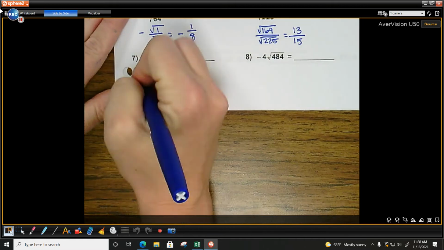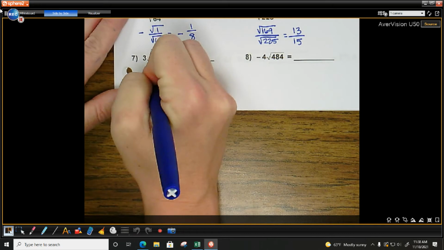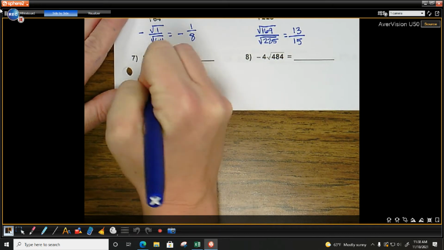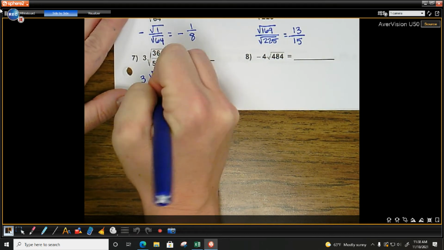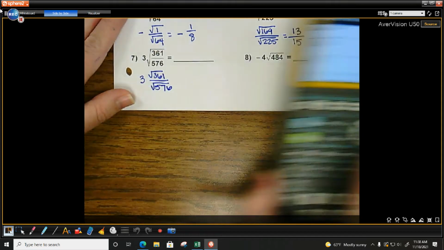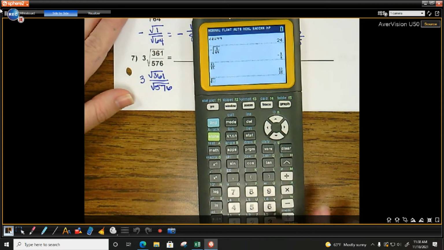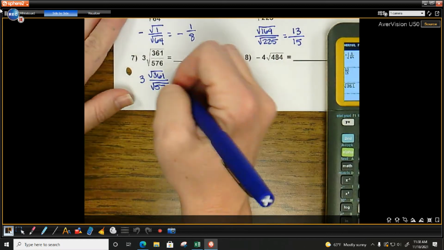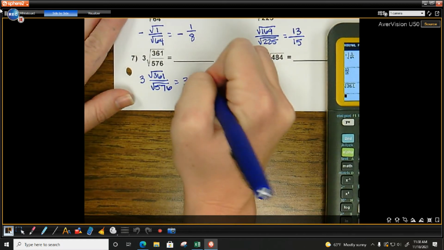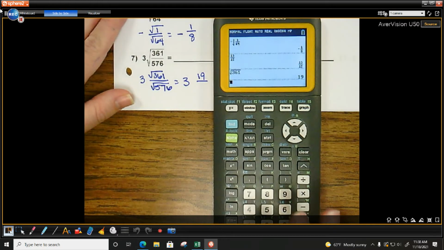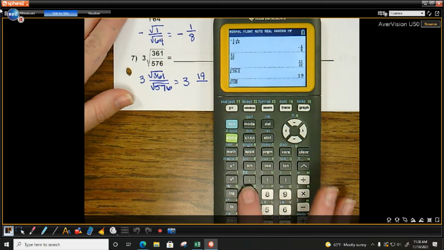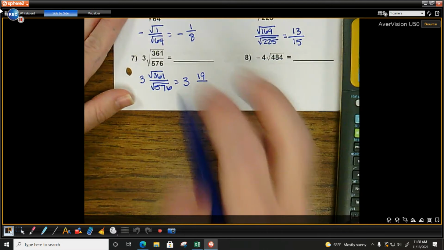Next, I have the 3 on the outside. Square root of 361 over the square root of 576. Well, what is the square root of 361? 19. So this is the 3's on the outside. 19 over the square root of 576 is 24.